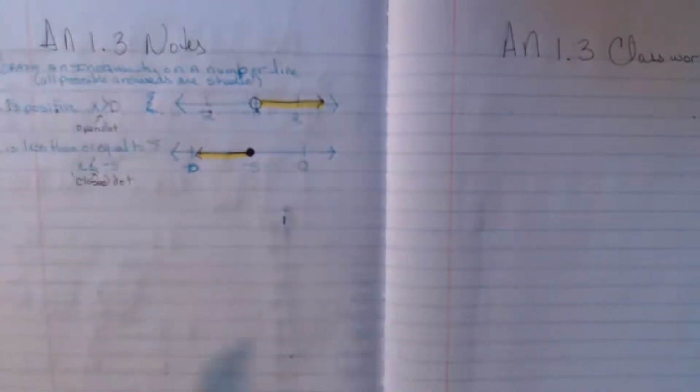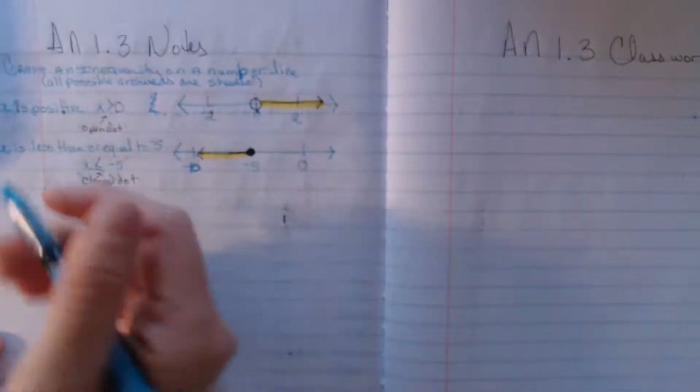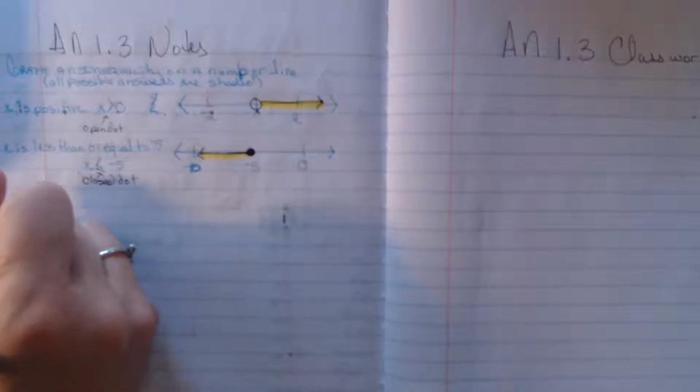Okay, number 3. This is letter E from 1.2, but very valuable. Number 3.